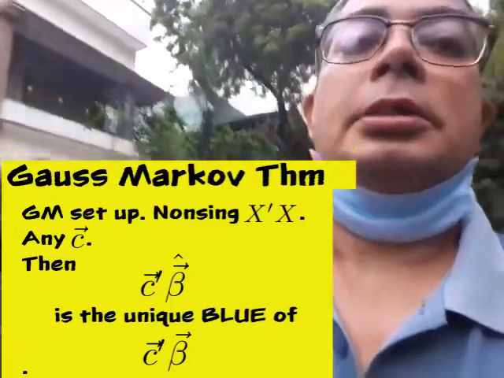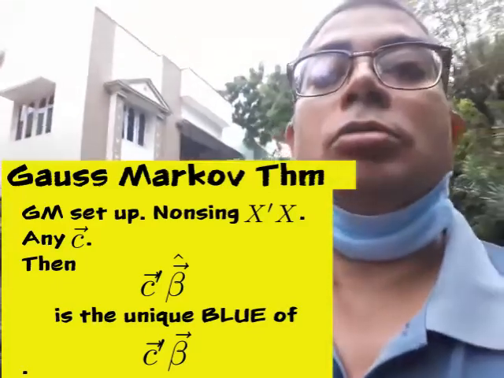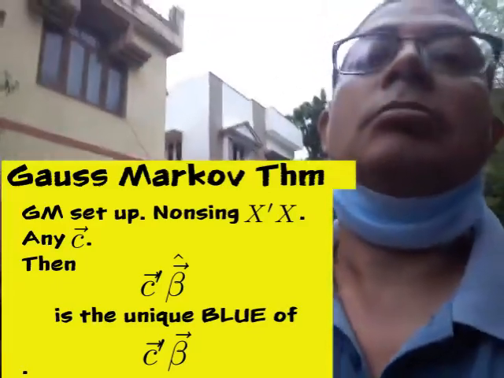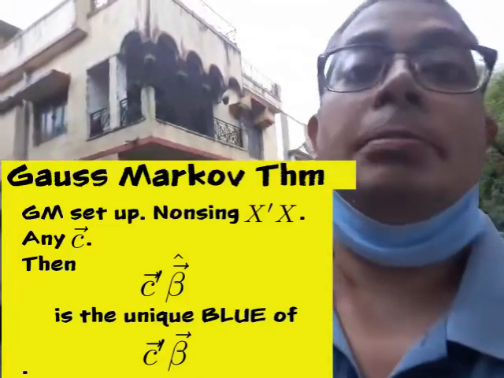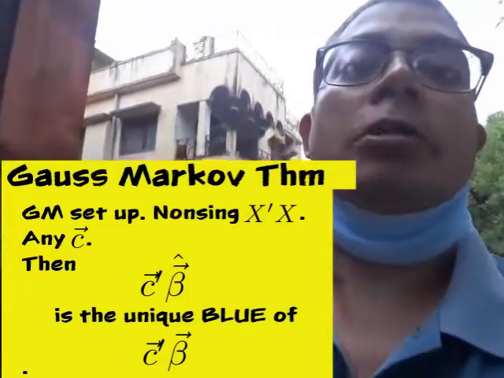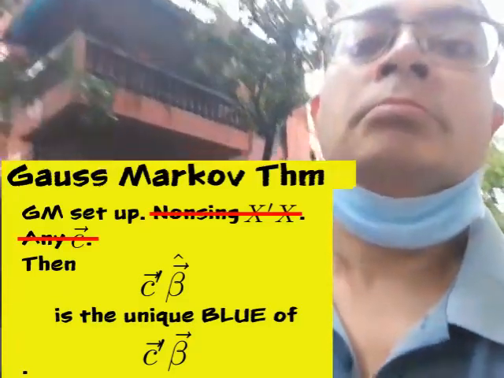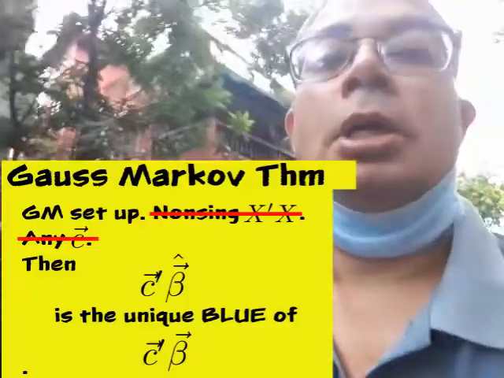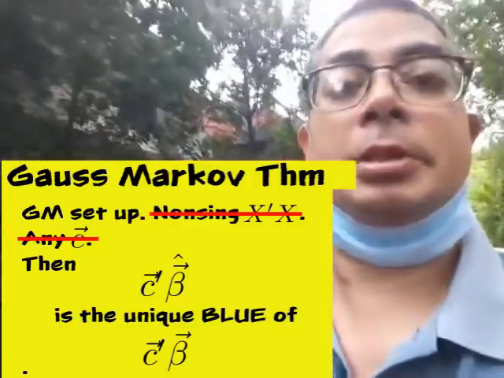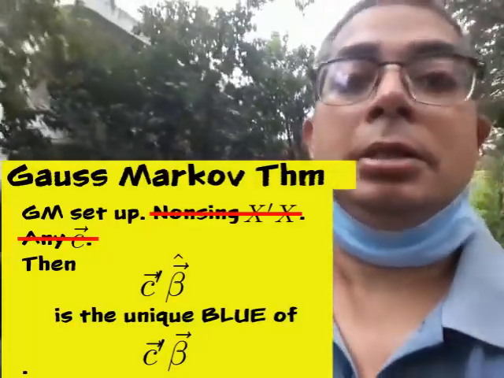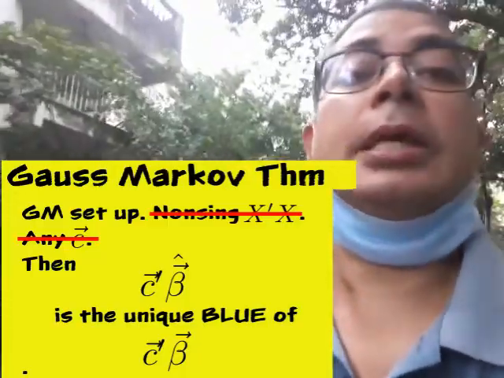I also mentioned that this non-singularity of X transpose X, which by the way is equivalent to all the columns of X being independent, that is X being full column rank, may be dropped. So the general version of the Gauss-Markov model is going to be something like this. We will still work with the Gauss-Markov setup, but we shall not assume that X prime X is non-singular. As a result, we have to sacrifice something. We now cannot work with any C. We need some condition on C under which the same conclusion will work.